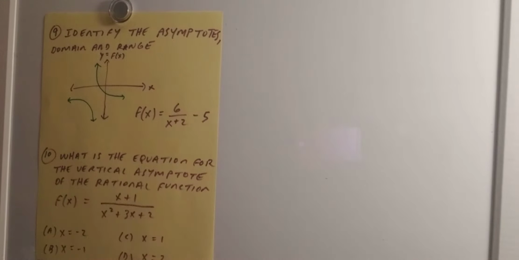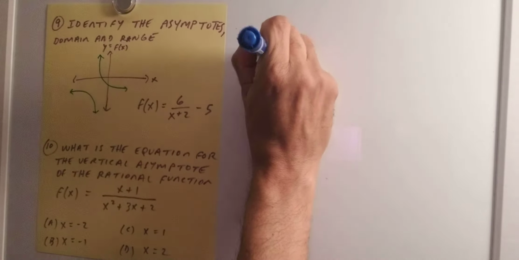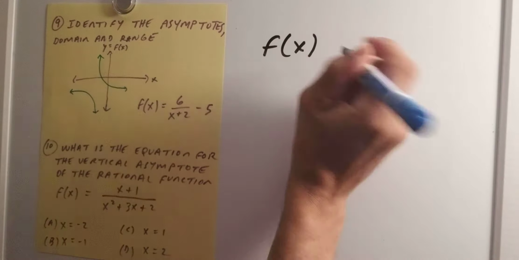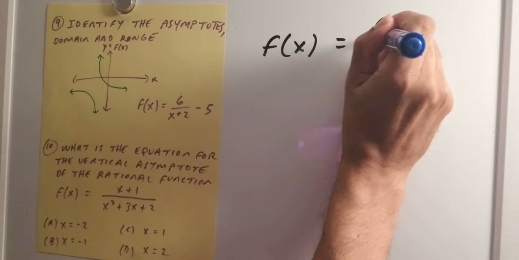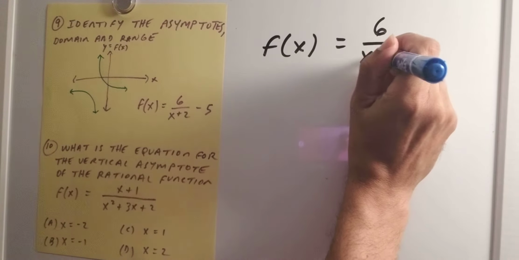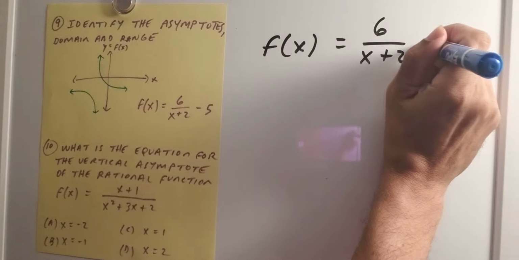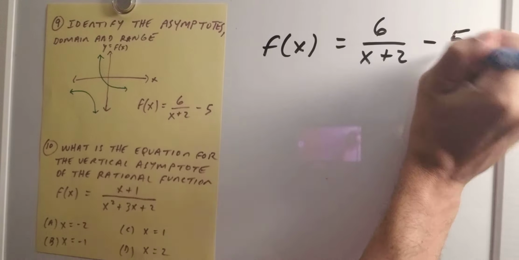Boom, boom. 9 and 10. Number 9. Identify the asymptotes, domain, and range. We have a graph and we have a function. Rational function f of x equals 6 over x plus 2 minus 5.